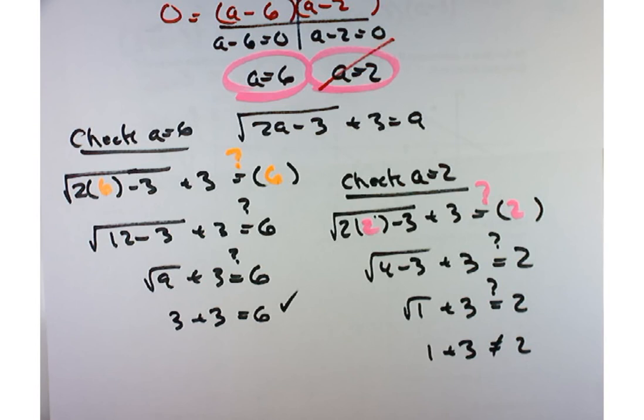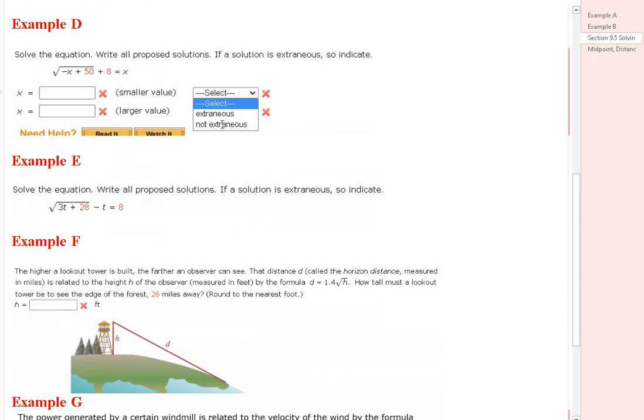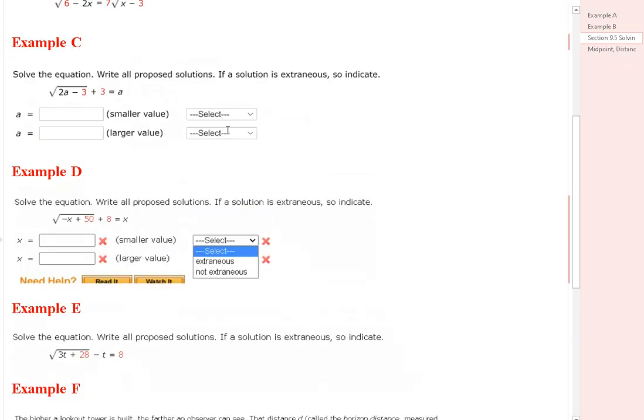But on WebAssign, you are going to have to indicate that kind of thing. You'll see something like this, say extraneous solution or not extraneous. So they're going to ask you for that. Also, something else annoying about WebAssign, and no surprise here, they're going to ask you to put it in kind of order. They want the smaller solution and then the larger solution. So the first one would be 2, the second one would be 6. I'm not going to go on about that. I find that annoying, but there's not much I can do about it.